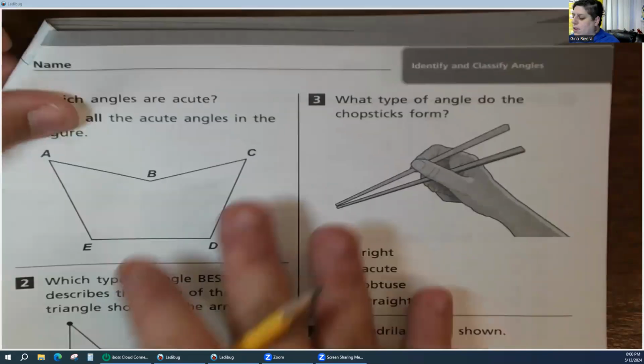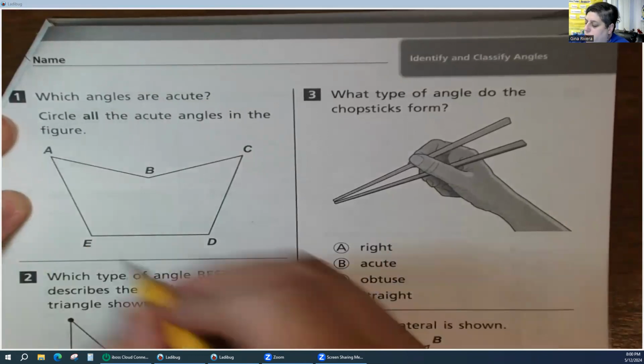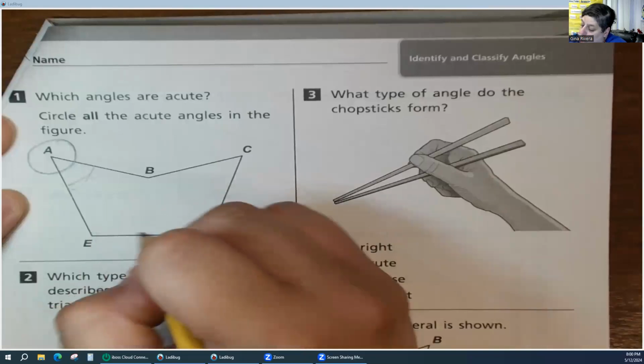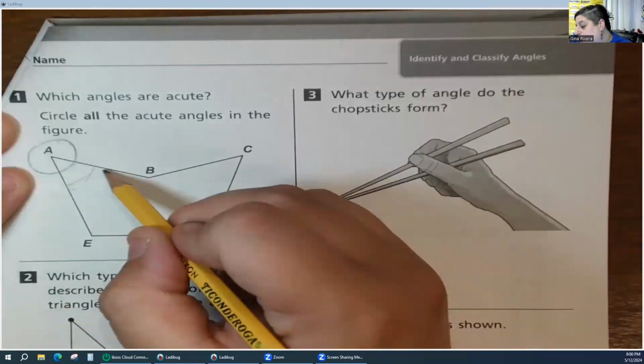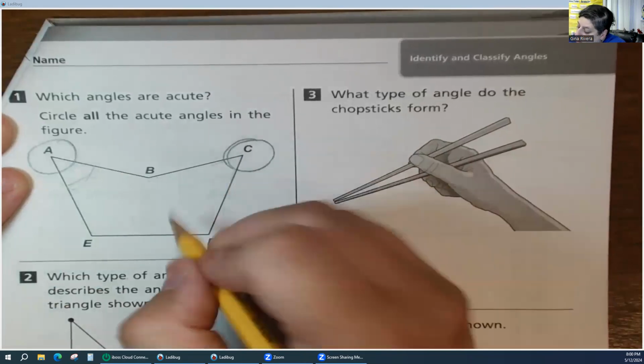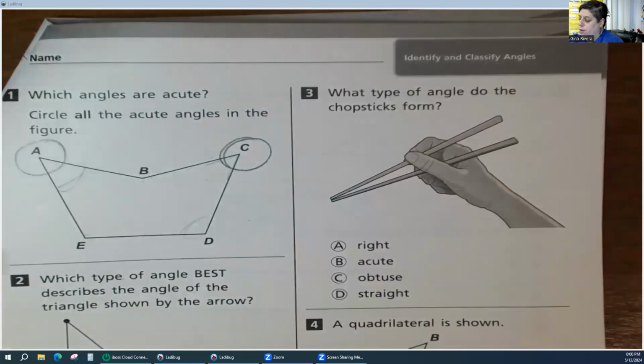Okay. Now, which angles are acute? Circle all the acute angles. Well, A is acute, so I'm going to circle that. E is big, so I'm not going to do that. B is also big, so I'm not going to do that. But I am going to circle C because it's acute, and I am not going to circle D because that's a big guy too. So those are the acute angles.